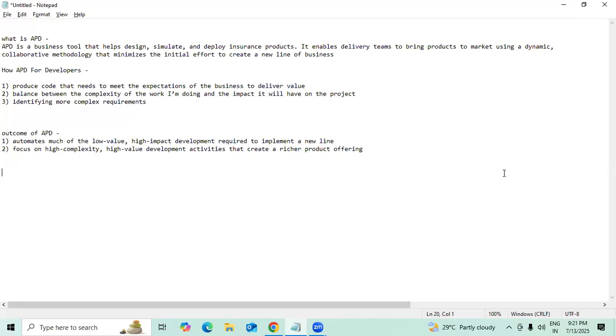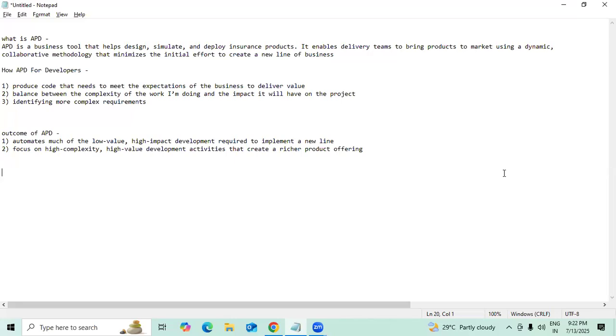well, which is called Advanced Product Designer, which is basically a business tool which is helpful to design, simulate, and deploy insurance products for any of the customer requirements that we develop. The advantage in this is that it enables faster delivery time to bring products to the market, because what the market needs, what the market demands, the expectations, everything should be known to us.